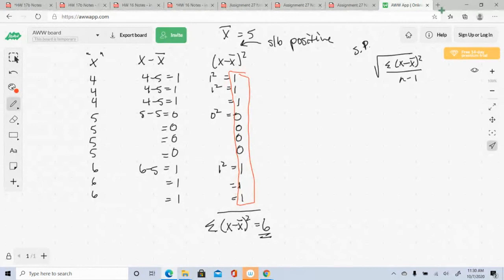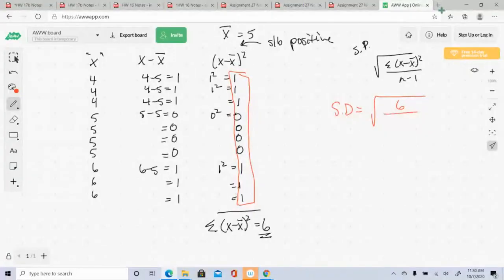So we know what goes on the top of our standard deviation. That's the sum of all that stuff. And then we're going to do n minus 1. Well, remember, n is the number of items that you have. So how many numbers, if we numbered these 1, 2, 3, 4, 5, 6, 7, 8, 9, 10. Don't I have 10 numbers here?